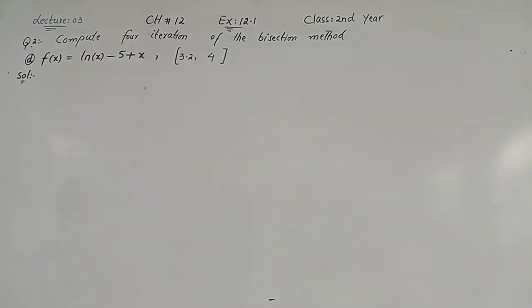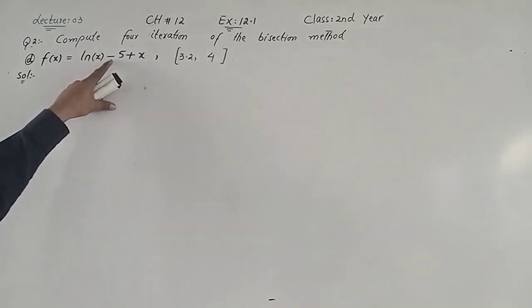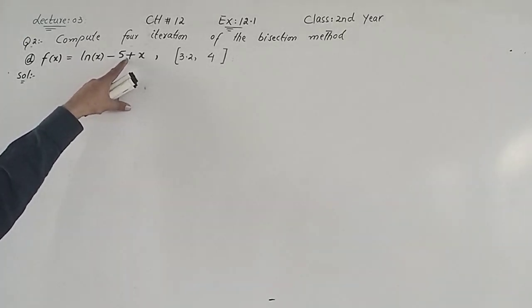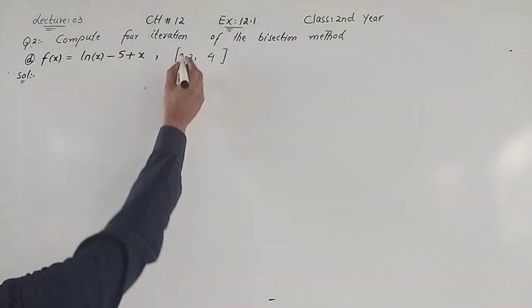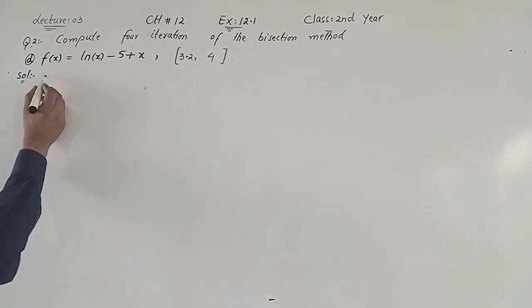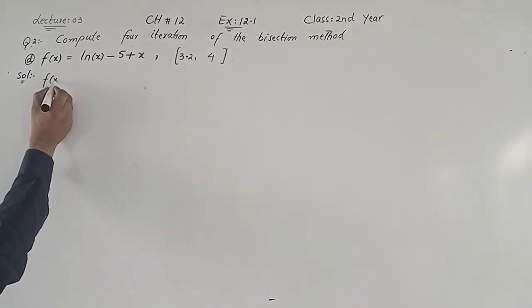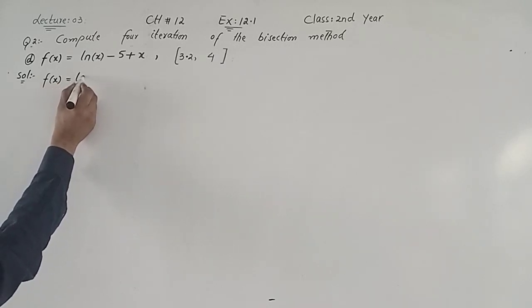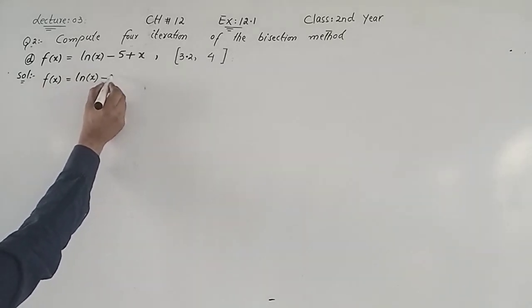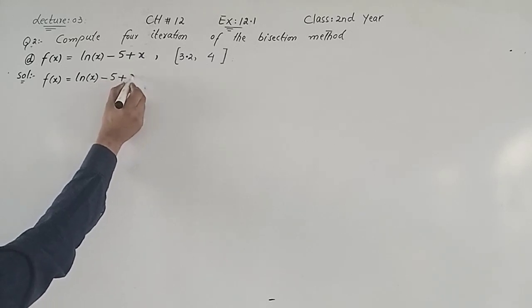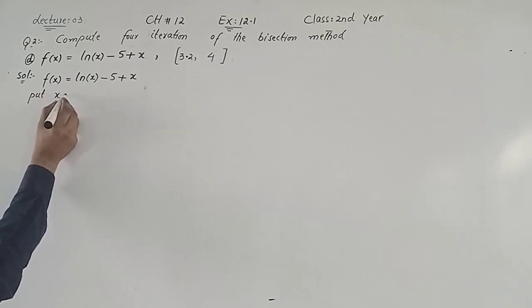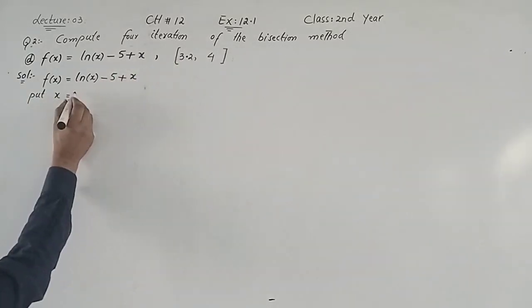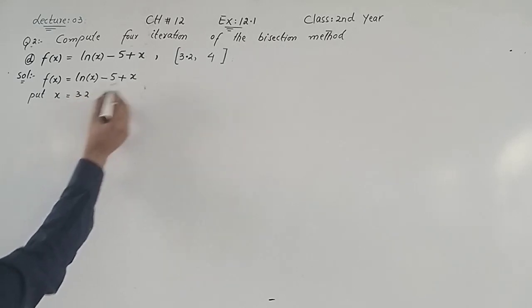पार्ट डी f of x is equal to log x minus 5 plus x इंटरवल हमारे पास है 3.2 to 4. देखिए यहाँ पे f of x is equal to log x minus 5 plus x. For x is equal to 3.2. Say this is equation 1.